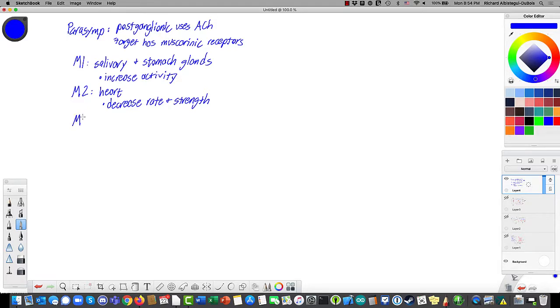And then finally, M3 muscarinic receptors are found in the smooth muscle of the bronchi, which are the air passages in the lungs, gastrointestinal muscle, some muscles in the eye, like the circular muscle in the iris around the pupil, and some blood vessels. And this tends to cause increased activity.